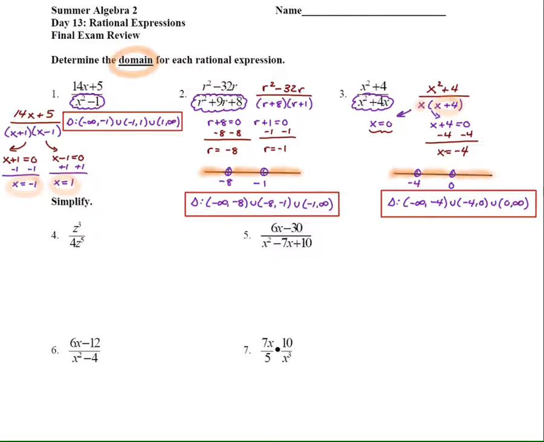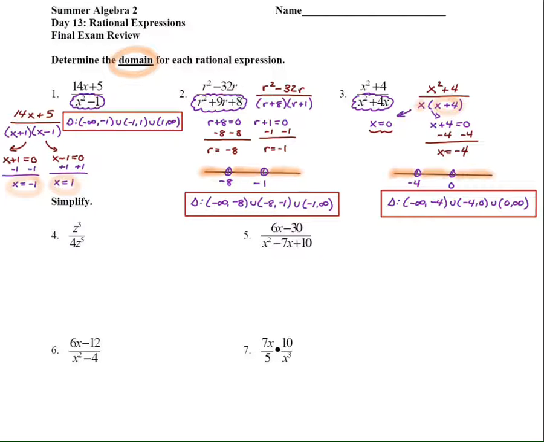The next few problems are just asking us to simplify. So if I just have a rational expression, here's kind of the base thing you should try and do. Simplify the top as much as possible, simplify the bottom as much as possible, and then see if anything reduces in the top and bottom. That's kind of the process there.